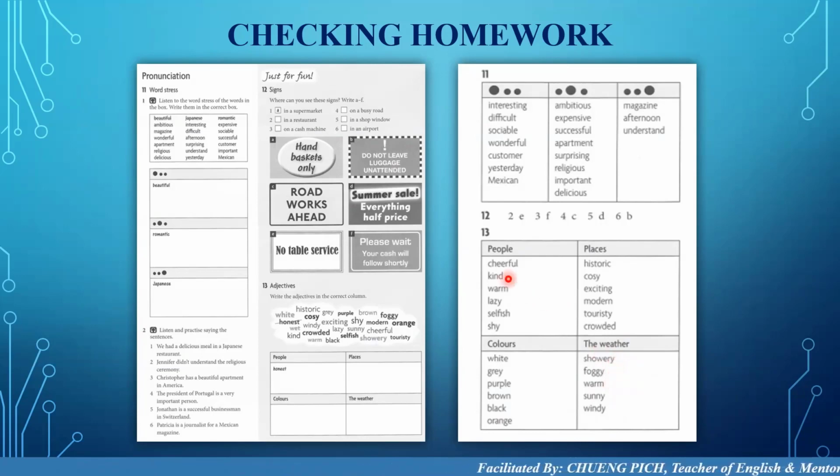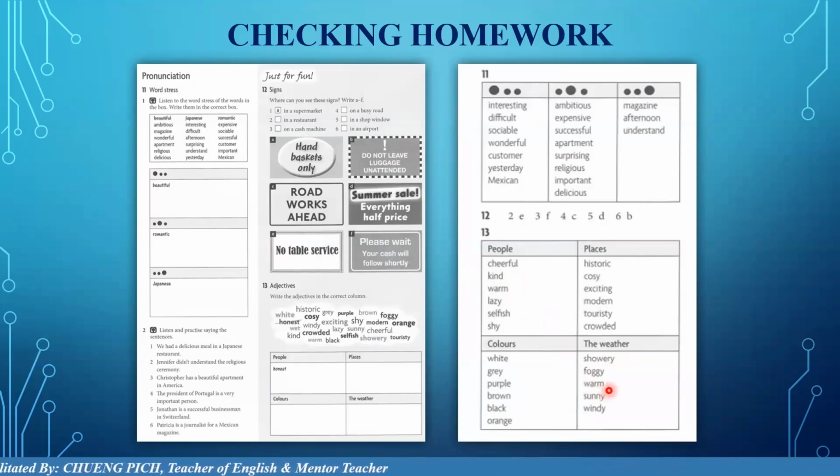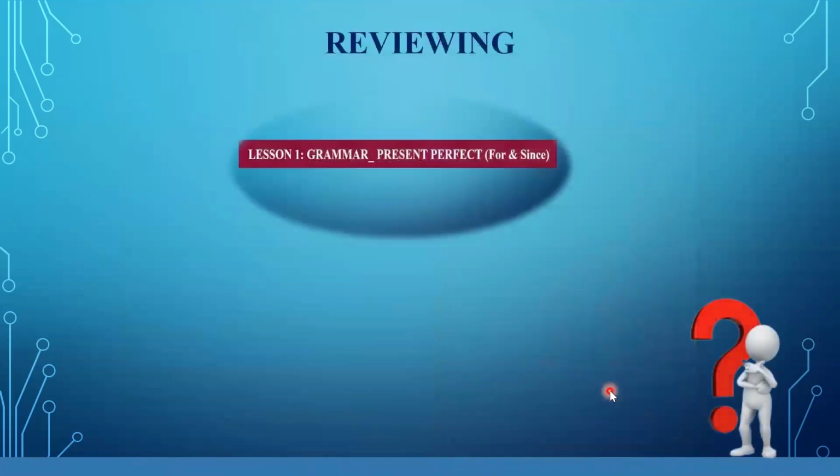But you notice that the word warm is used twice here. The word warm could be used to describe people, but it is mostly used to describe the weather. Okay, guys. So now we finished checking the homework. Thank you so much. And then please come here to make a quick review of our previous lesson.